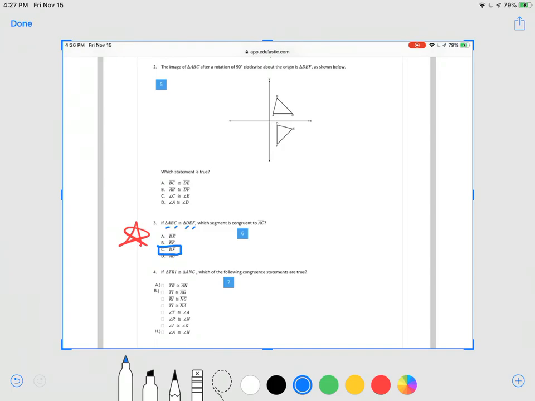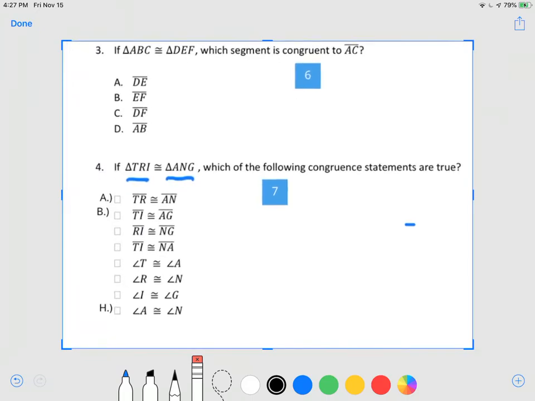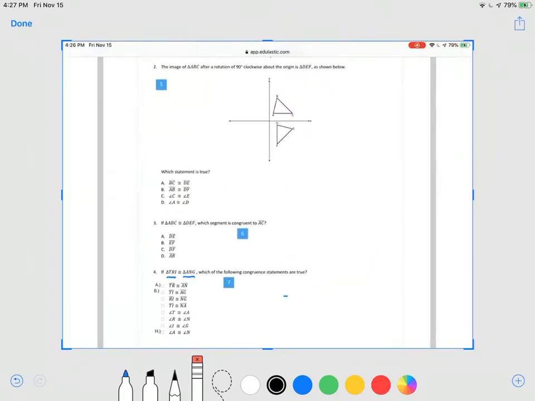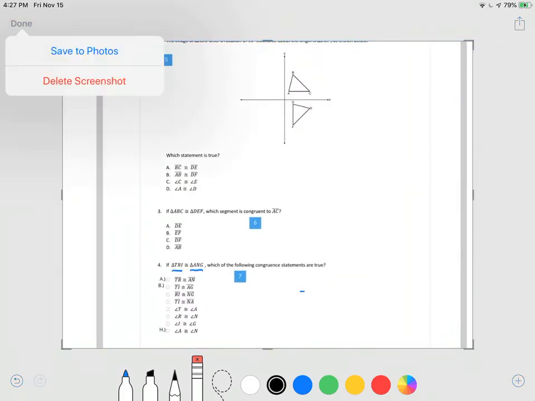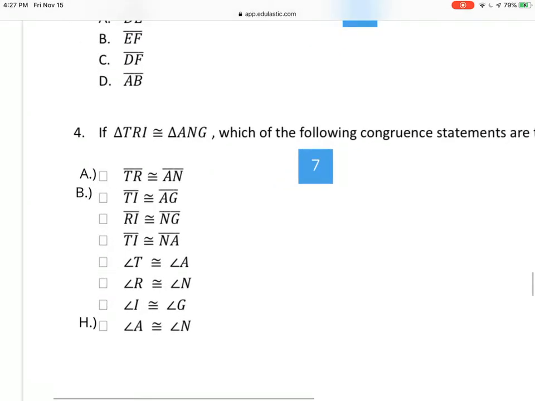Okay, number 4. If triangle TRI is congruent to triangle ANG, which of the following congruent statements must be true? Oh, so this one's actually not related. This newest question is not related. Matter of fact, let me just erase this stuff here and zoom in here. Well, let me take another screenshot. Okay, so here's number 4.